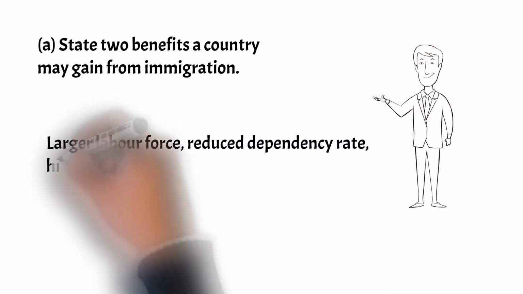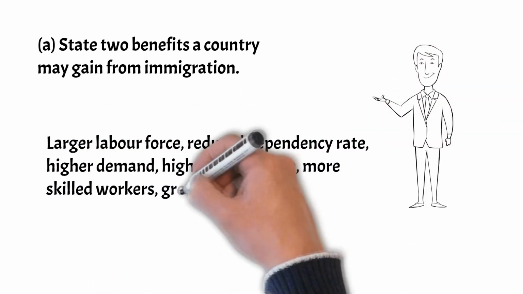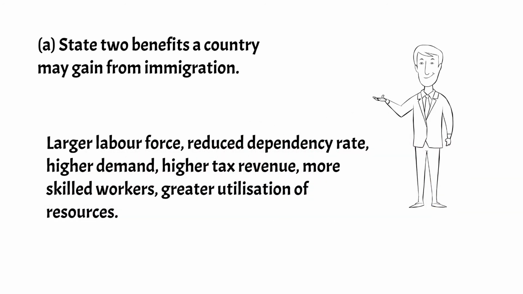The first question is: state 2 benefits a country may gain from immigration. They just want you to list 2 benefits. You would get 1 mark each for 2 from this list. Larger labor force, reduced dependency rate, higher demand, higher tax revenue, more skilled workers, greater utilization of resources.